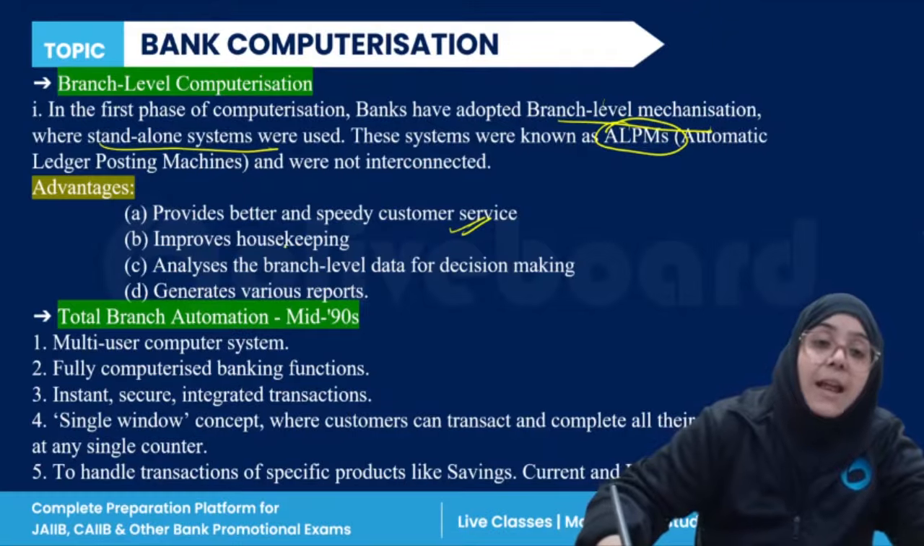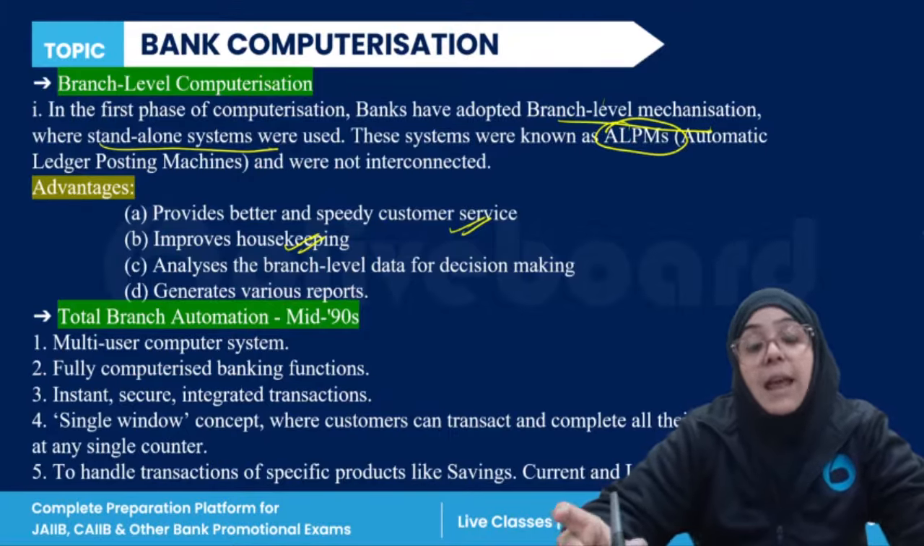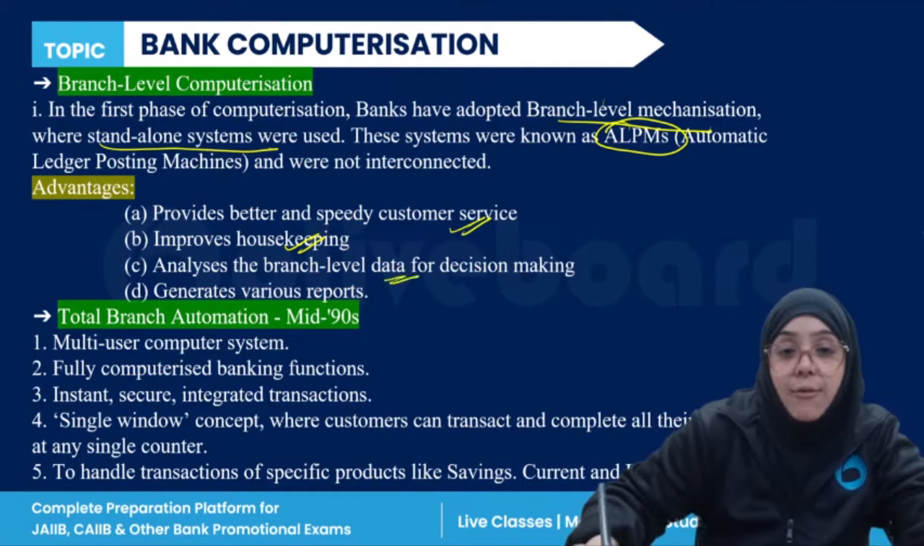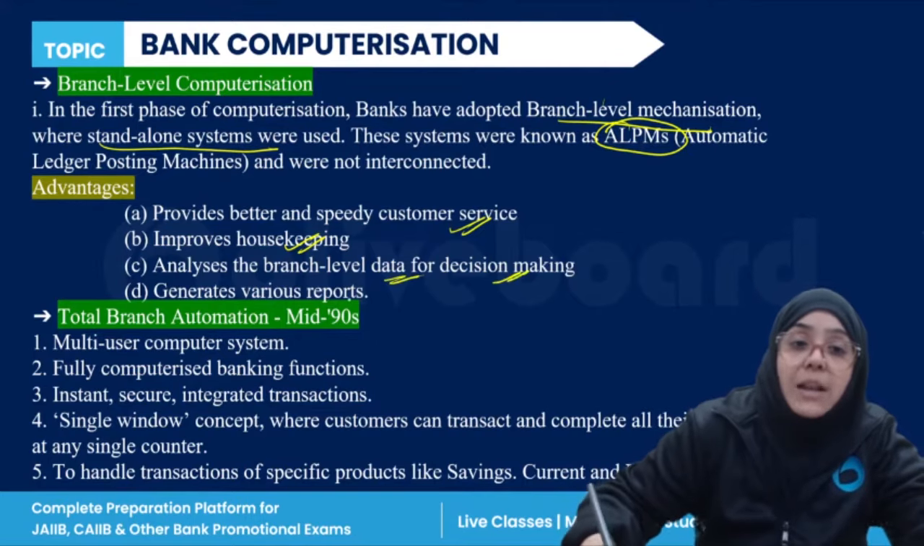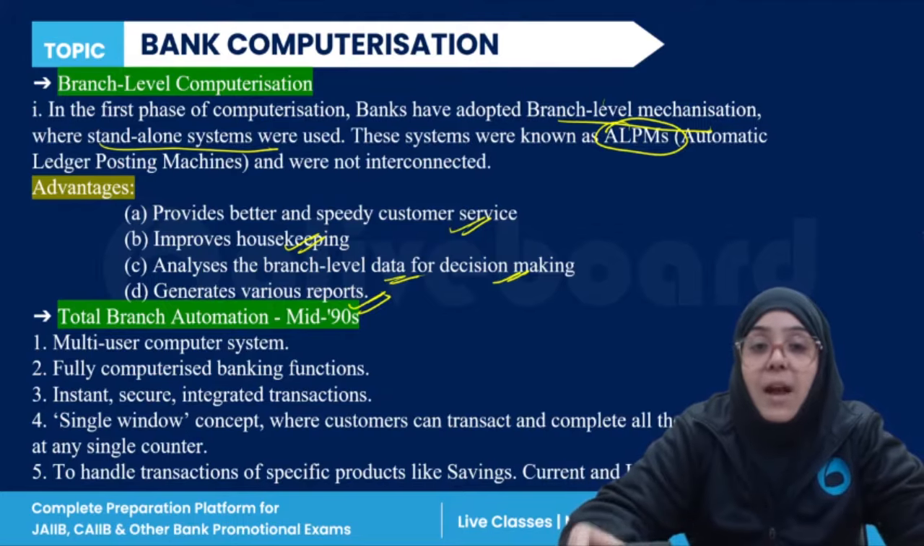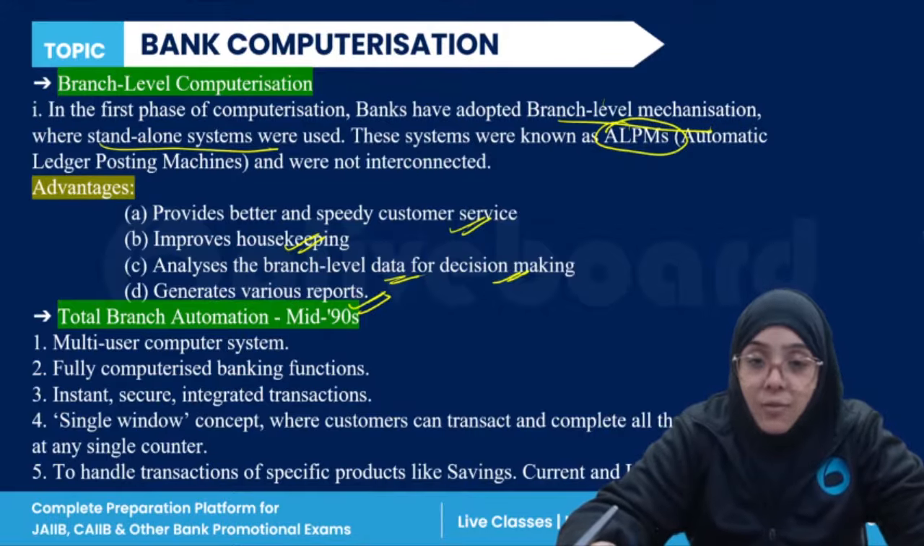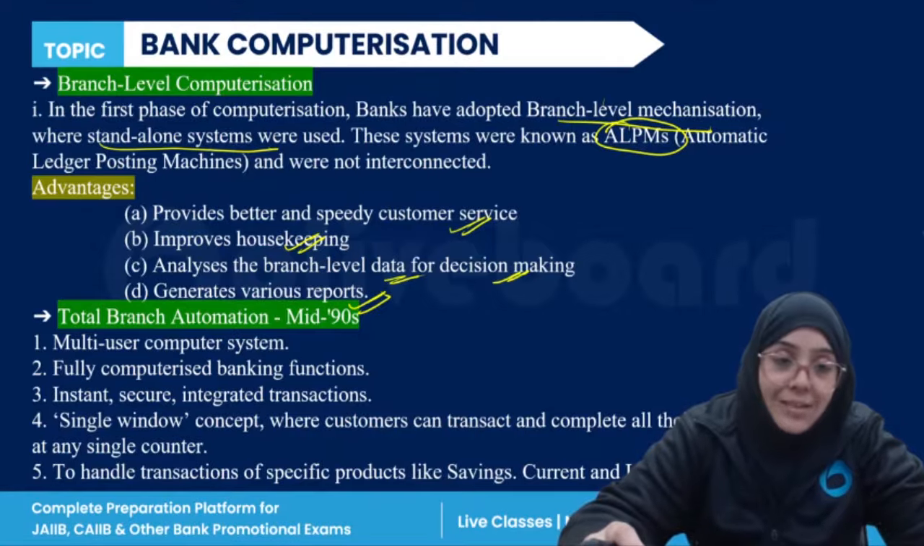Second, it helps to improve the housekeeping. Third, it analyzes the branch level data for decision making. Fourth, it generates various reports. So these are the advantages of the branch level computerization: better and speedy customer service, improved housekeeping, analysis of branch level data for decision making, and generation of various reports.